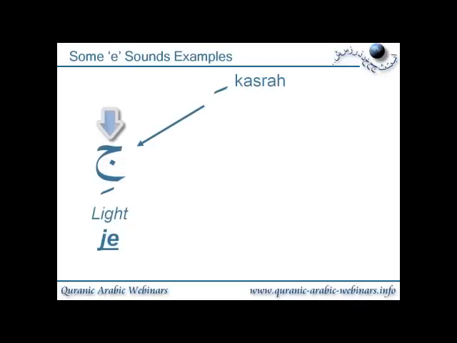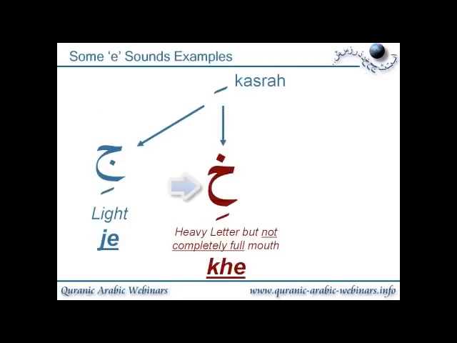With the letter Jim, we have the Kasrah underneath it, and Jim is one of the light letters, i.e. tarqiq, so it will give the sound of G, G. With the heavy letters, i.e. the tafkhim letters, the sound of the E and the way you pronounce them, i.e. what you do with the motion of your mouth, can vary.